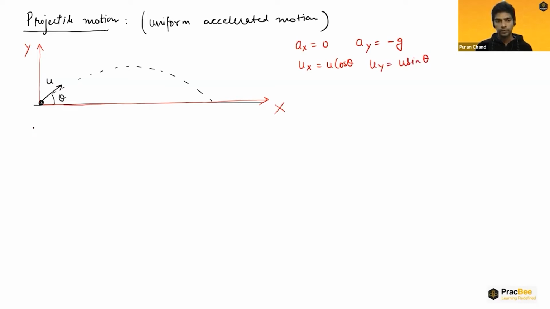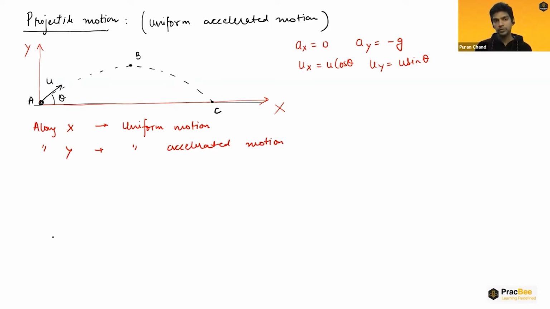Now, along the x-axis, the motion is uniform motion, right? It has a uniform motion. It will cover equal distance in equal intervals of time along the x-axis. Along the y-axis, it has uniformly accelerated motion. Is it clear? Say this position is A and the highest position is B and this position is C.